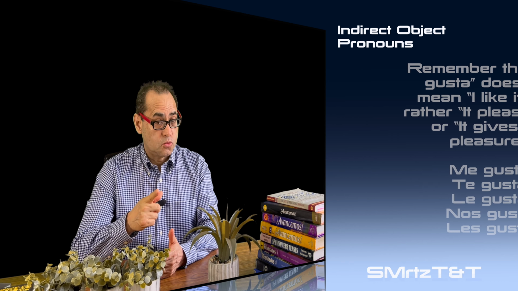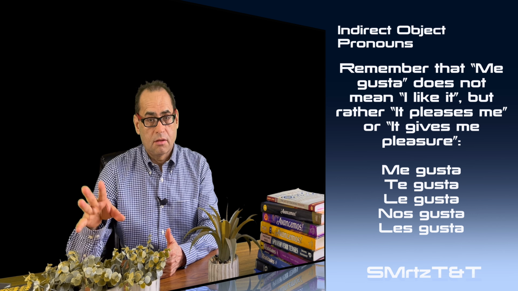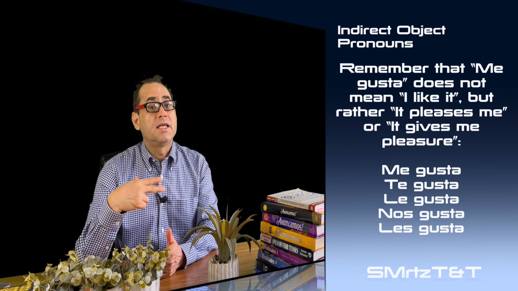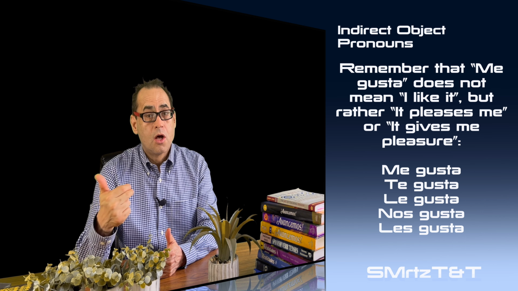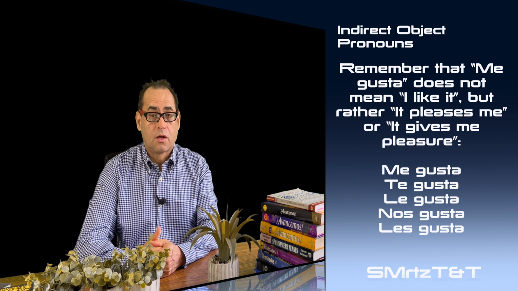Let's go now with gustar. Gustar and similar verbs. Do you recognize the indirect object pronouns? You learned them with the verb gustar back in Spanish 1. Remember that me gusta does not mean I like it, but rather it pleases me or it gives me a pleasure. Me is the indirect object of the sentence and the pleasure is the unstated direct object, what is being given. There are actually quite a few verbs in Spanish like gustar which use indirect object pronouns to express the person who is being affected by some kind of emotional, physical, or situational state.